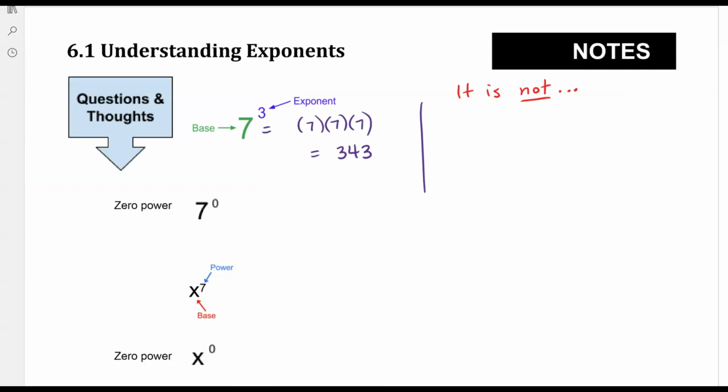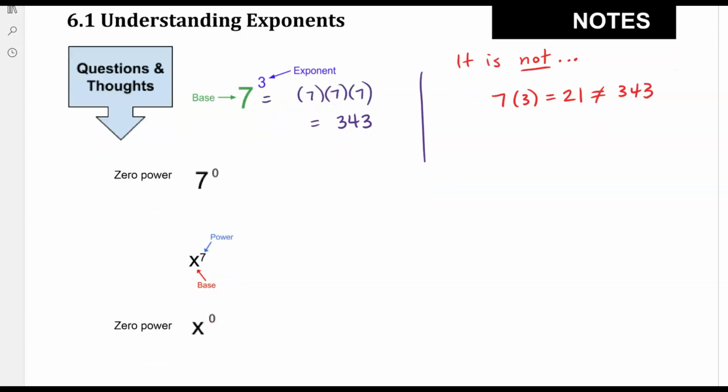While we're here, let's talk about what it is not. If you have 7 raised to the third power, that means 7 is used as a factor 3 times. It does not mean that you multiply the exponent times the base. 7 times 3 is equal to 21, and clearly that is not equal to 343. So I see that mistake a lot.